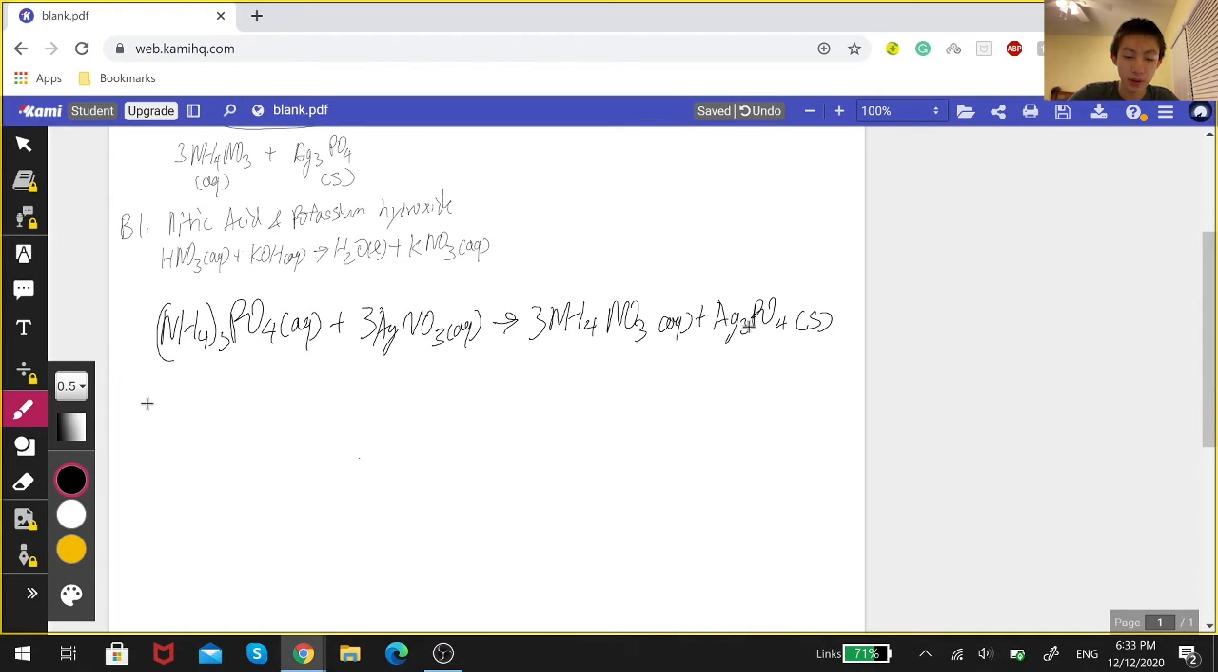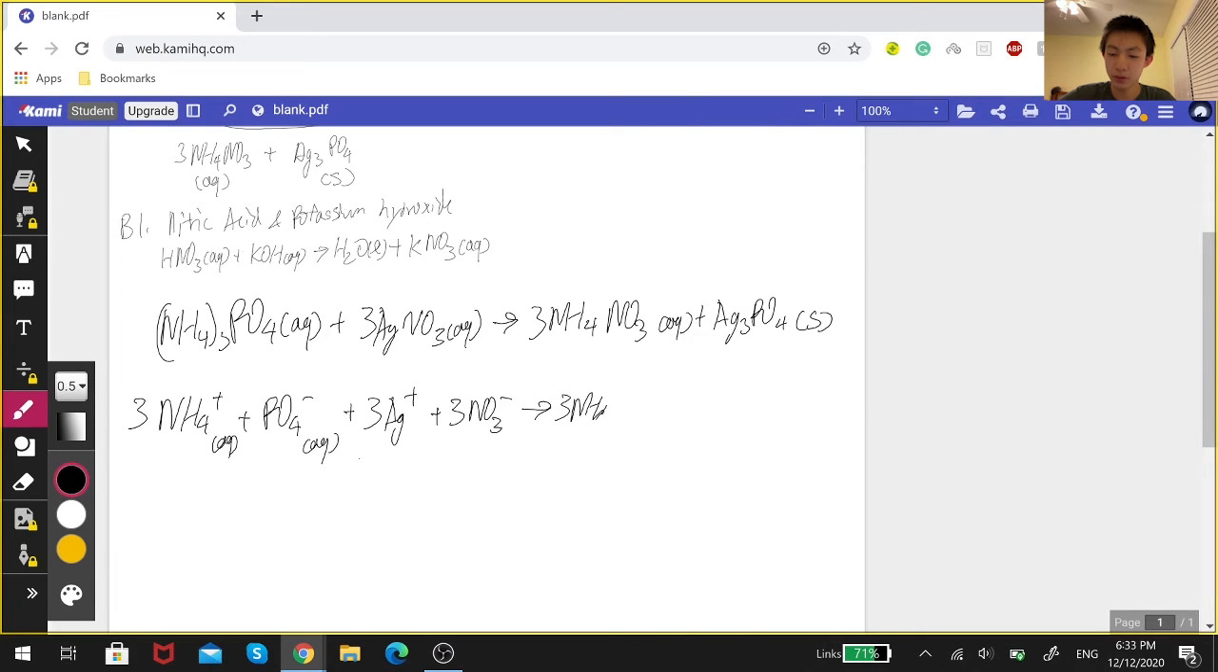the equation. So we have 3 NH4 plus plus PO4 3 minus, both of these are aqueous, plus 3Ag plus, 3NO3 minus makes 3NH4 plus, 3NO3 minus. Now this is not aqueous, so we don't need to split it at all. Plus Ag3PO4 solid. Again, we only split the aqueous ones, and keep in mind to write all the charges: 3NH4 plus and PO4 minus.